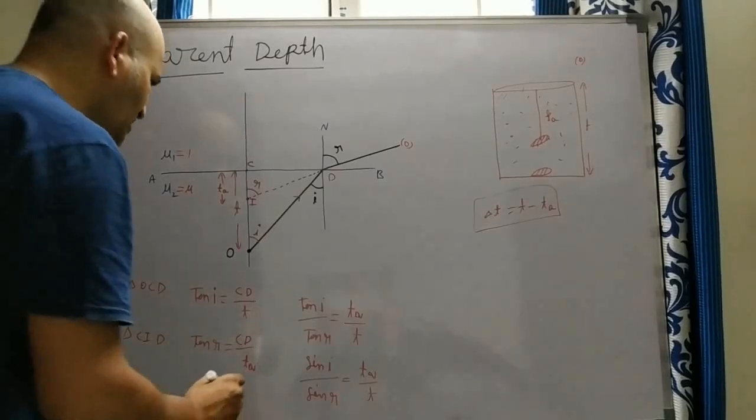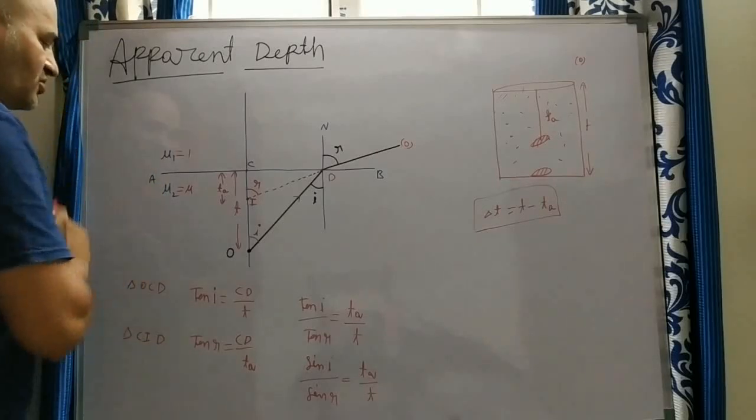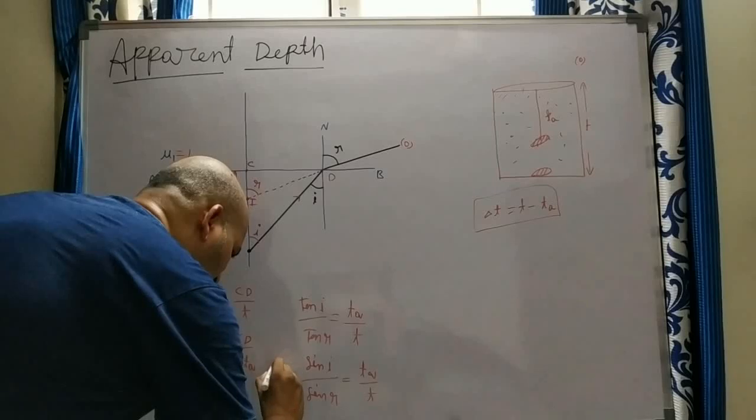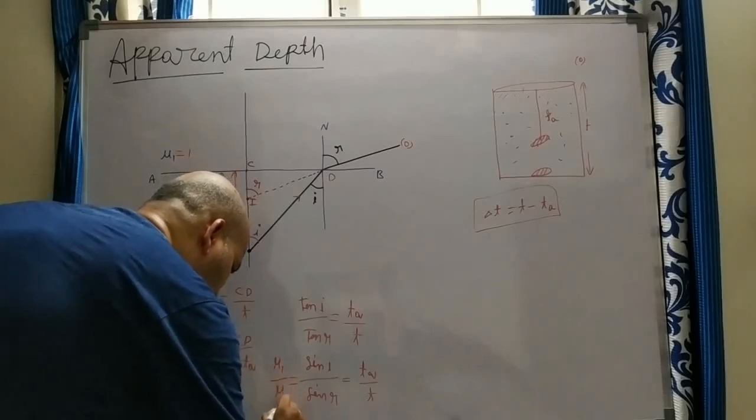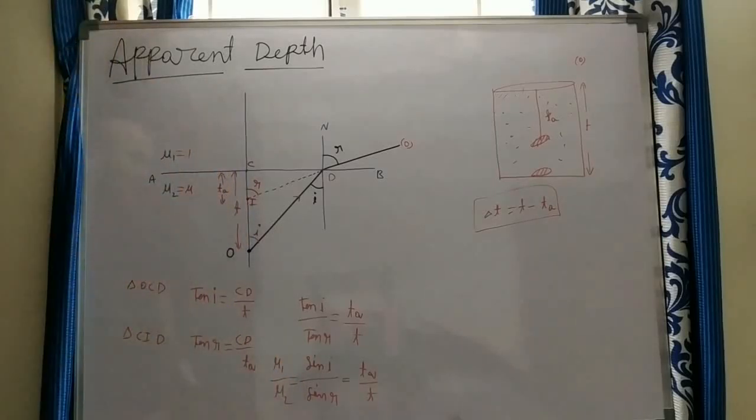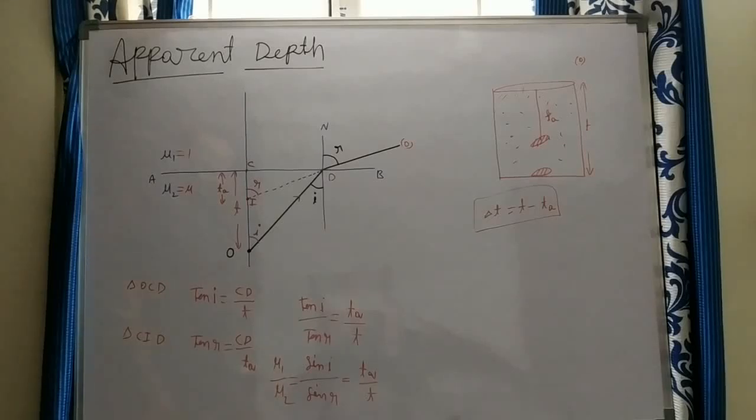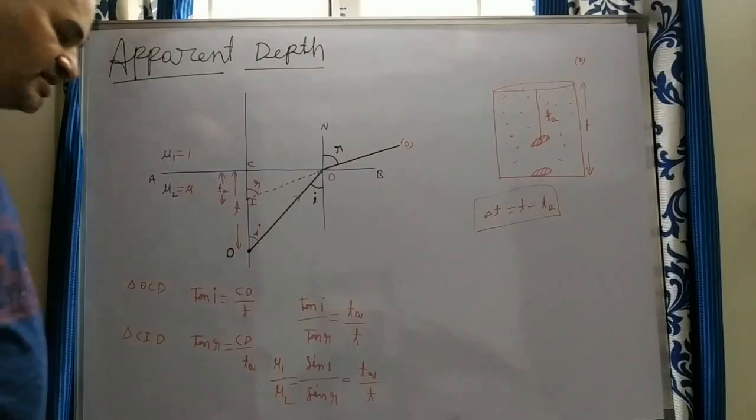So here, if this is mu1 and this is mu2, we can write mu1 by mu2. Why are we writing mu1 by mu2? It depends on from where to where light enters. Here it enters from the mu2 medium to the mu1 medium, second medium to first medium. That's why we get the refractive index reversed, mu1 by mu2. Otherwise we can write this equation.